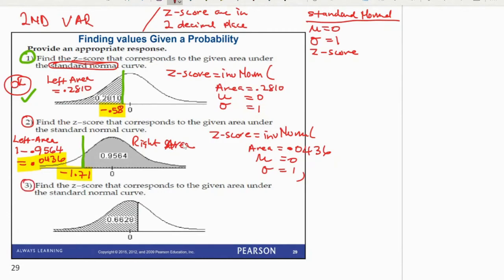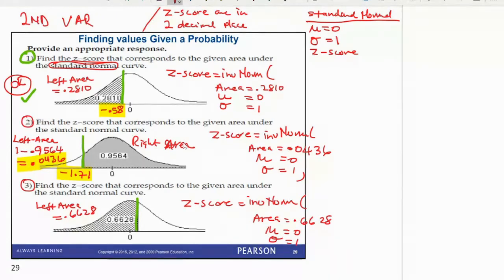So in question 3, looks like they did us a favor by giving us already things on the left. So in question 3, we have the left area happen to be 0.6628. So we say our z-score will be the inverse norm. Then the area is 0.6628. The mean is 0. The standard deviation is 1. And Miss Luna, you could give us the answer.